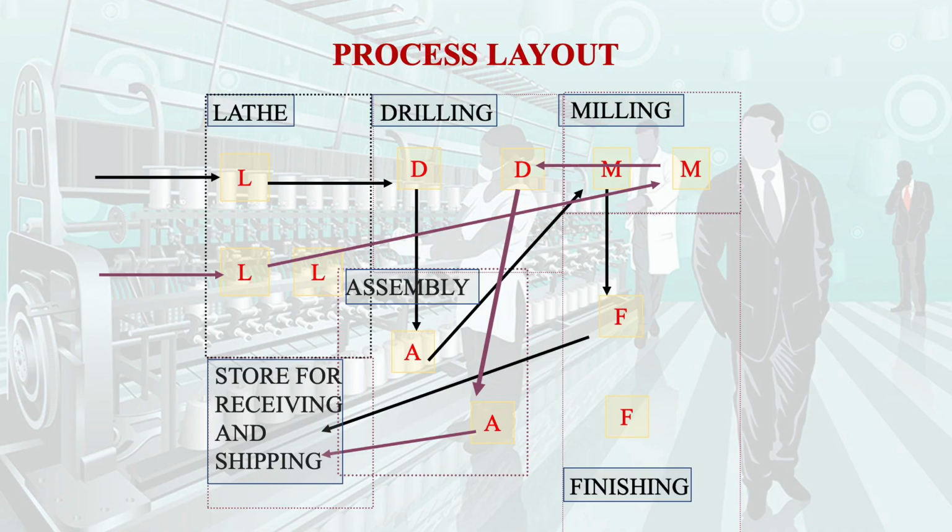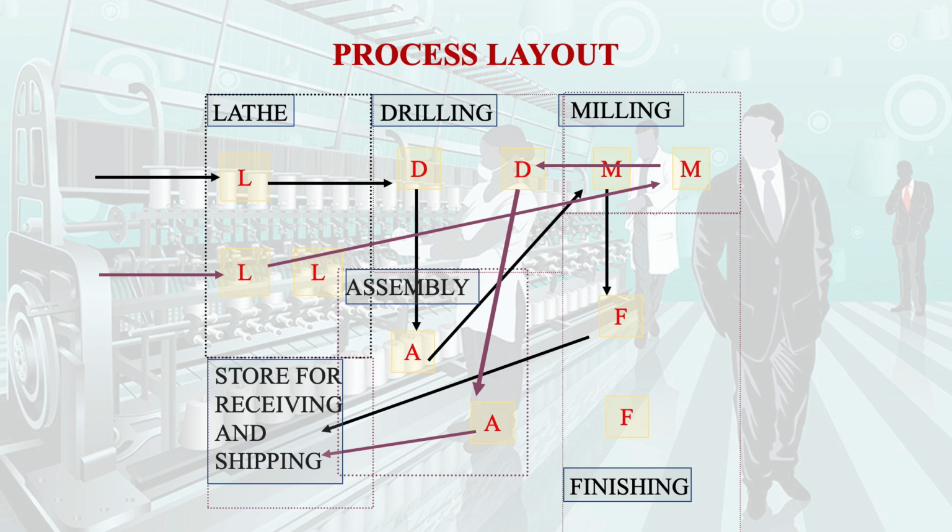In the product layout, machines are arranged as per the sequence of operation, while in the case of process layout, we are keeping all the similar machines in one cell. You will see that the lathe machines are kept at one place, drilling machines are kept in another place. Similarly, milling machines and other machines are kept in separate parts. If we are calling it a lathe cell, all the lathe machines will be kept in that cell.